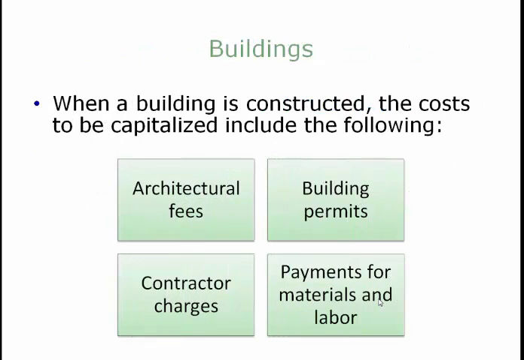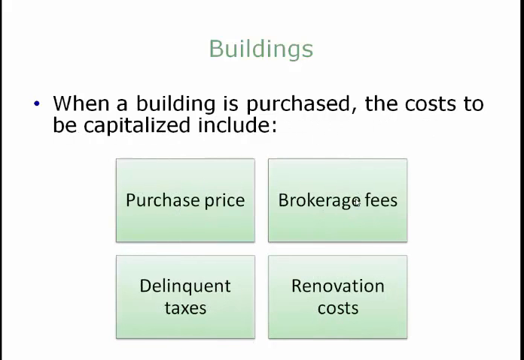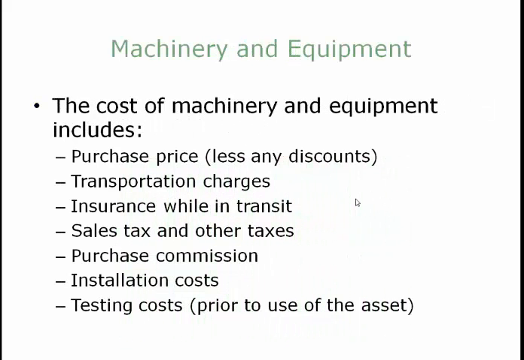Now, buildings, when they have a building, these are the costs that are going to be included: architectural fees, building permits, contractor fees, payments for materials and labor. Remember, it's any value that is intended to get the structure up to its usable, something that you can use. So these are all things, in addition to what you paid for it, the brokerage fees, delinquent taxes, and renovation costs. All those are also going to be capitalized or put in the long-lived asset called buildings.